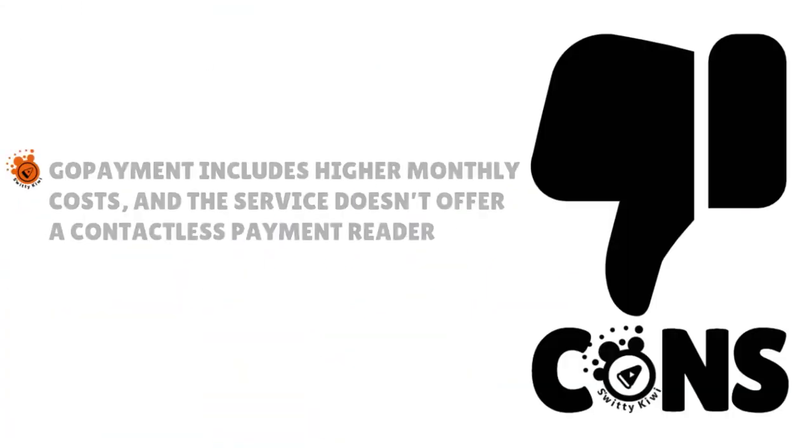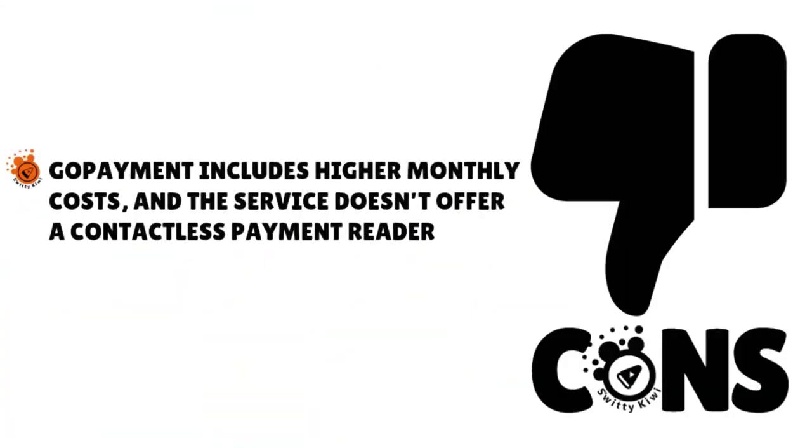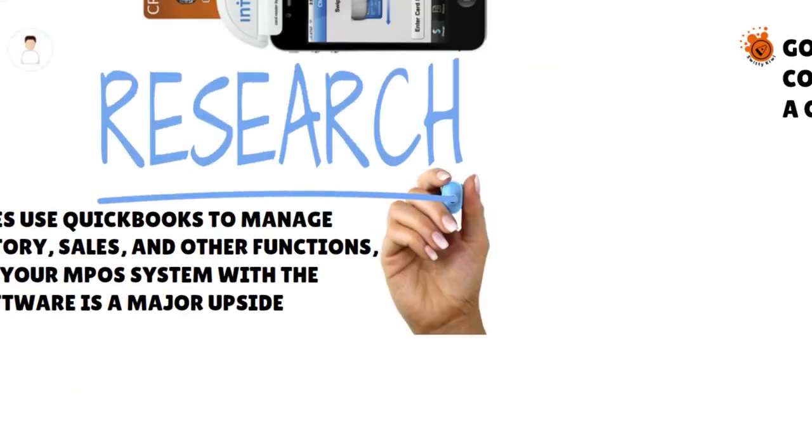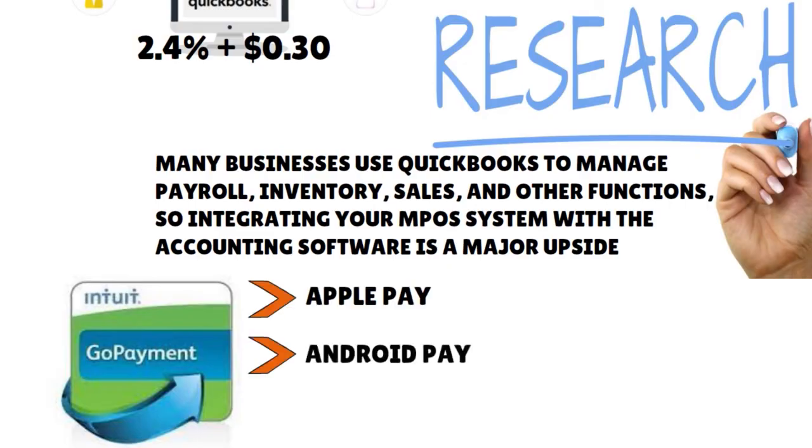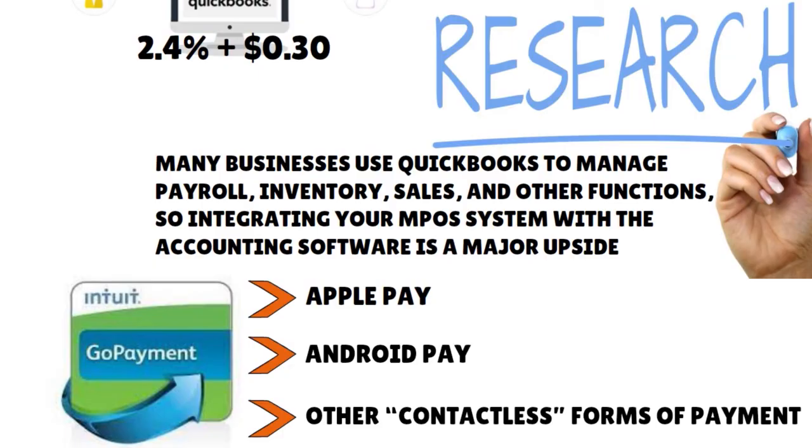The downside, the cons: GoPayment includes a higher monthly cost, and the service does not offer a contactless payment reader. That's the biggie here. With Intuit GoPayment, you don't have the NFC contactless payment option. That means you will not be able to process Apple Pay, Android Pay, or other contactless forms of payment, including Samsung Pay.